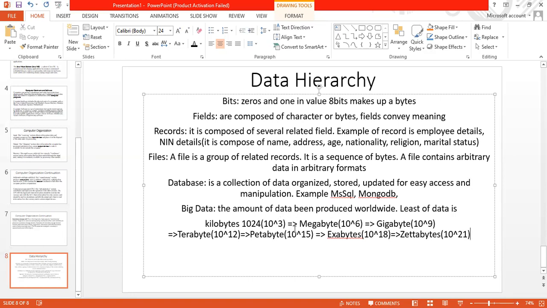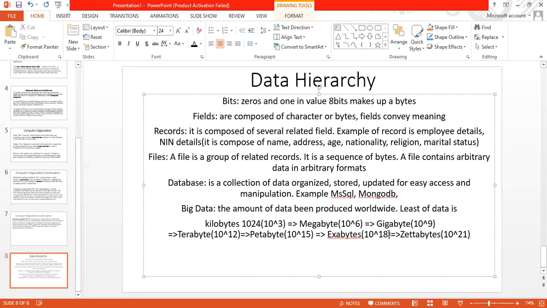First, we have 10 raised to the power 3 for the kilobytes. For the megabyte, we have 10 raised to the power of 6. They are incrementing in threes. We have 10 raised to the power of 9 for the gigabyte. Also, we have the terabyte, 10 raised to the power of 12. Petabyte, 10 raised to the power of 15. And the exabyte, that is 10 raised to the power of 18.